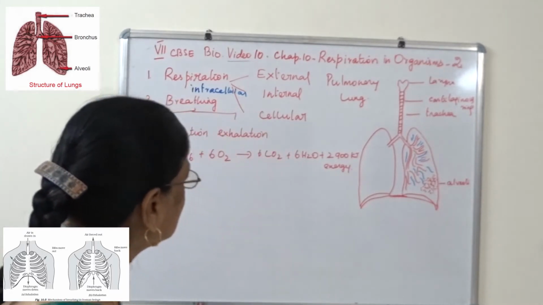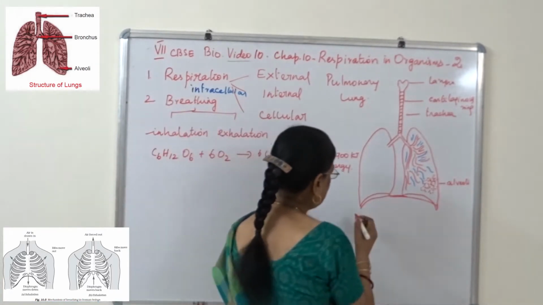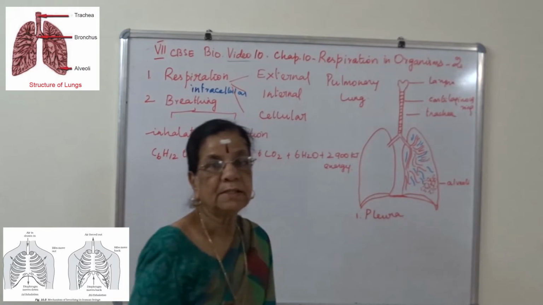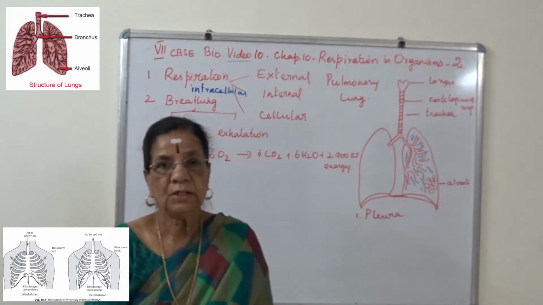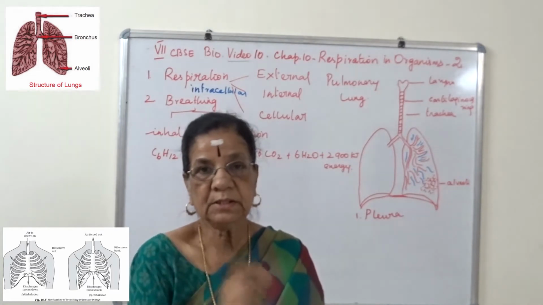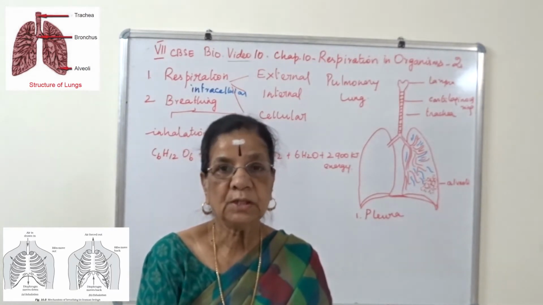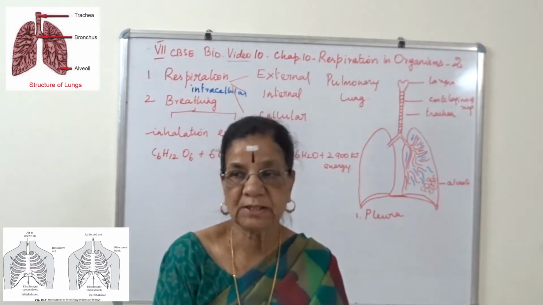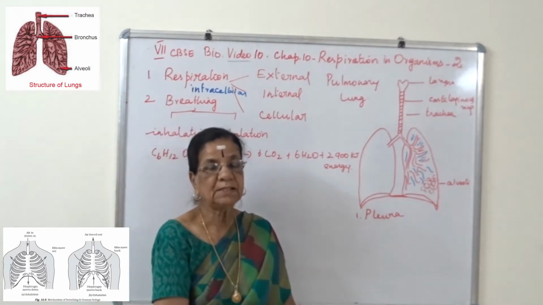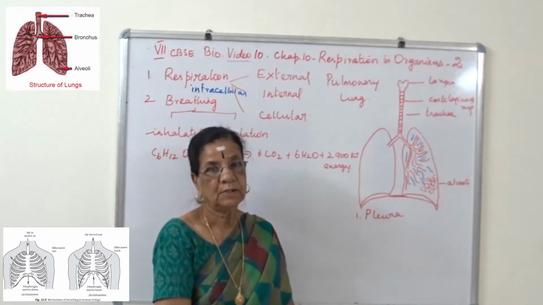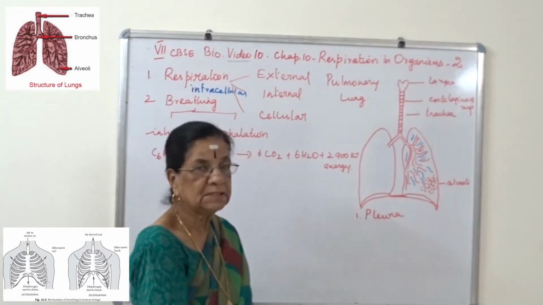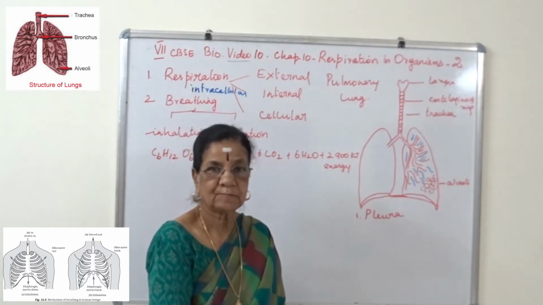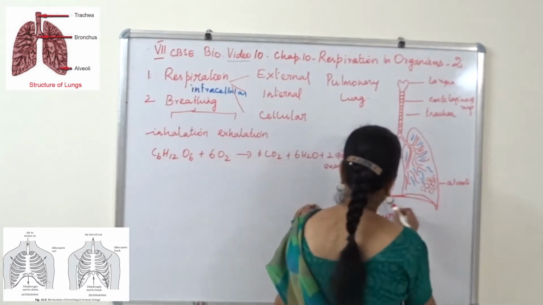Now the structure of lungs is covered by an outer covering called pleura, a double layered outer covering. In between the two pleural membranes, pleural fluid is present, which protects the lungs from shocks. I hope you understand. So pleura is the outer covering of the human lungs. Are you clear? And then we have the diaphragm.